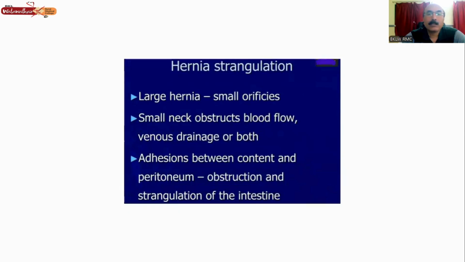Hernial strangulation occurs when a large hernia passes through a small orifice. The small neck of the hernia obstructs blood flow, venous drainage, or both. The adhesions between the contents and the peritoneum obstruct and strangulate the intestine.